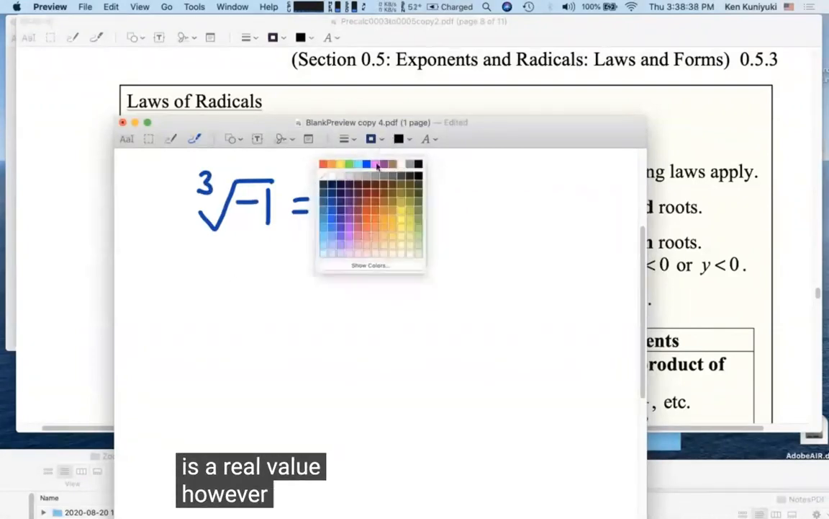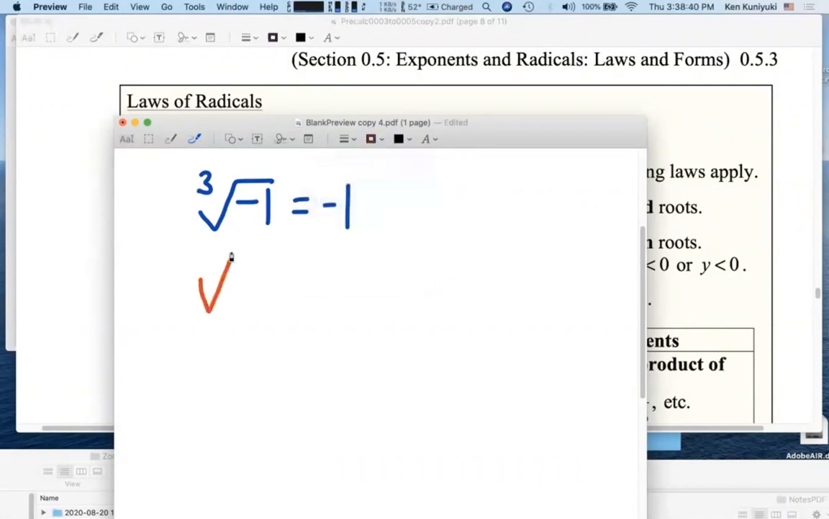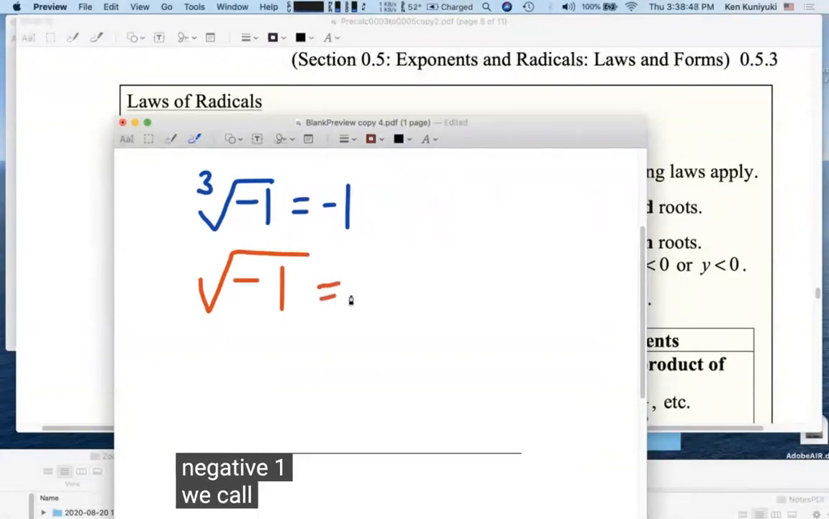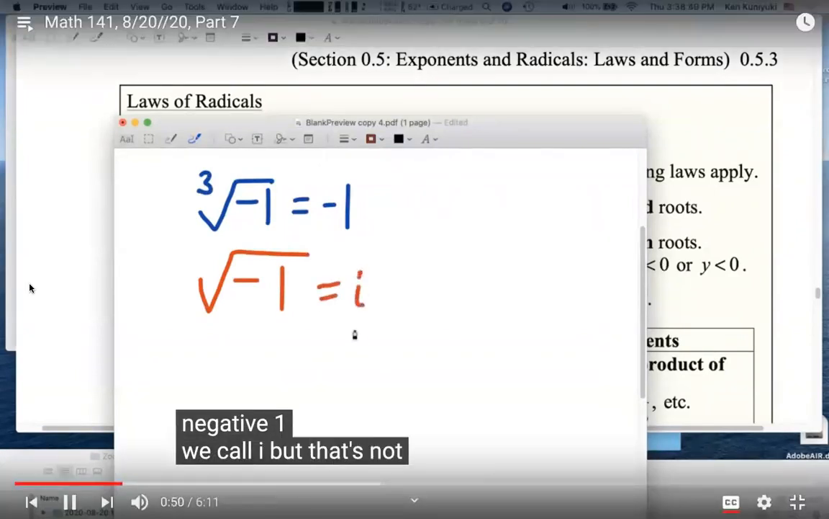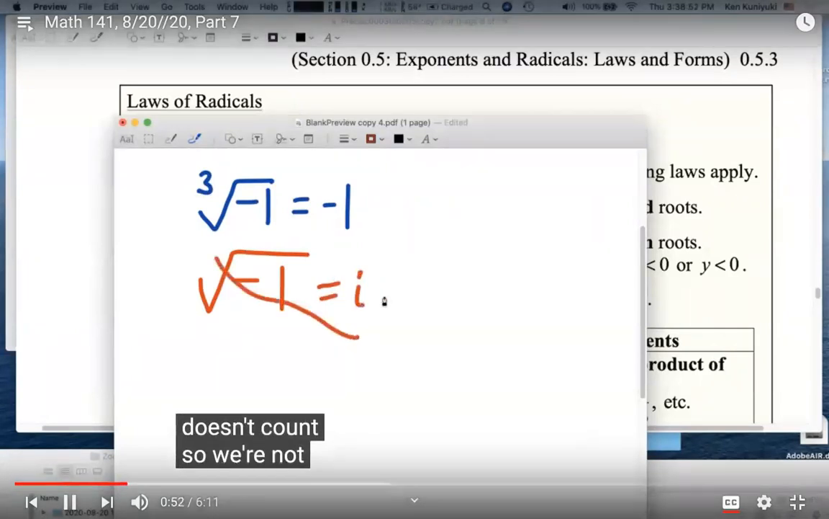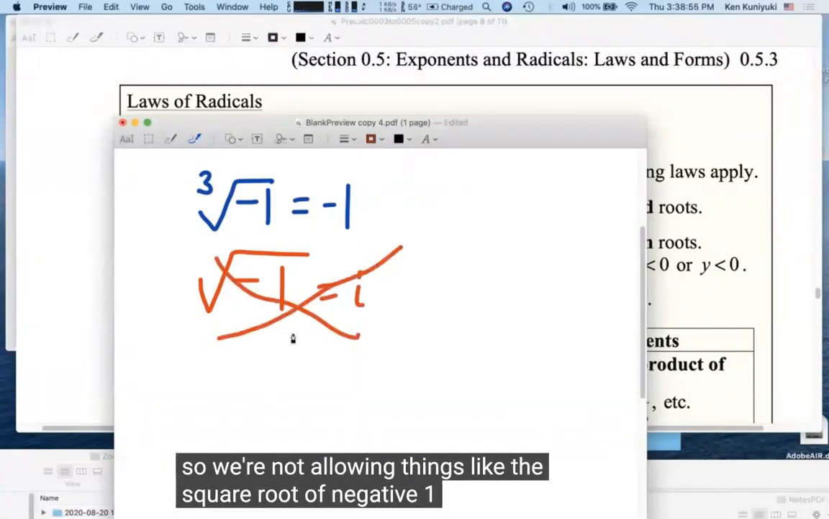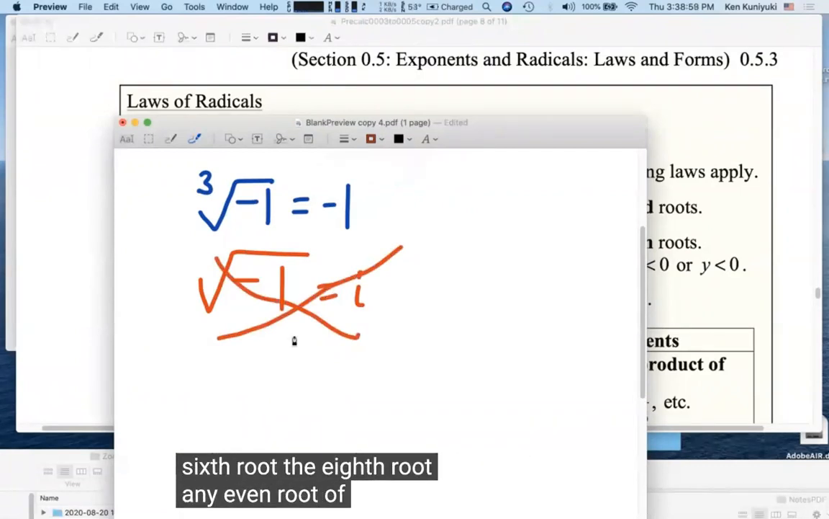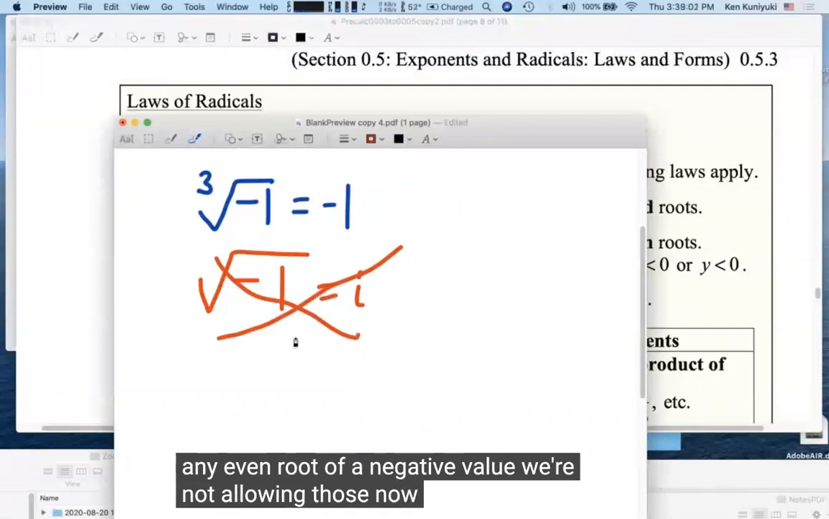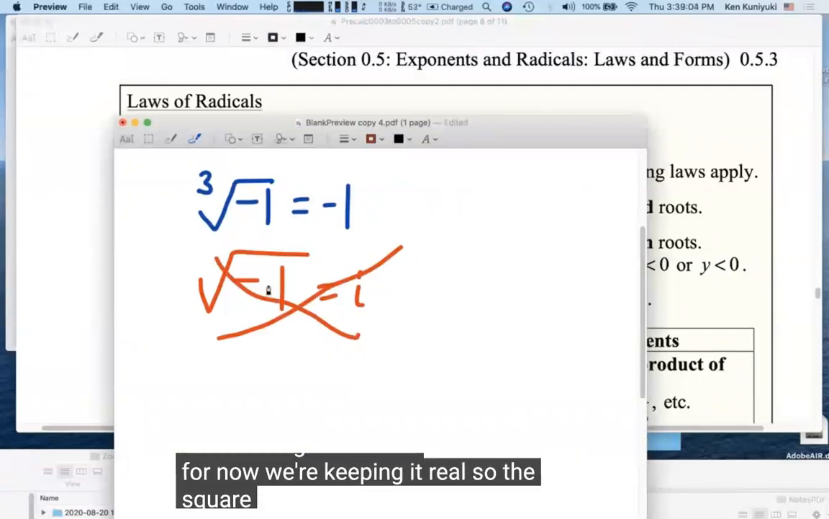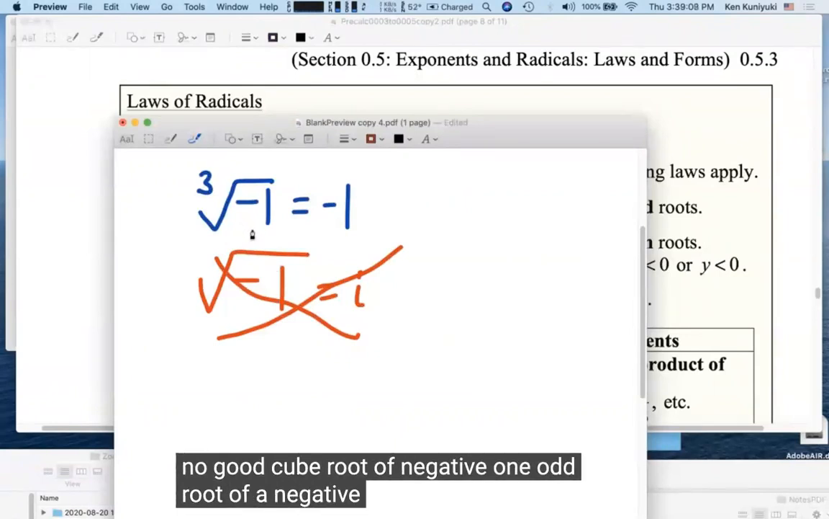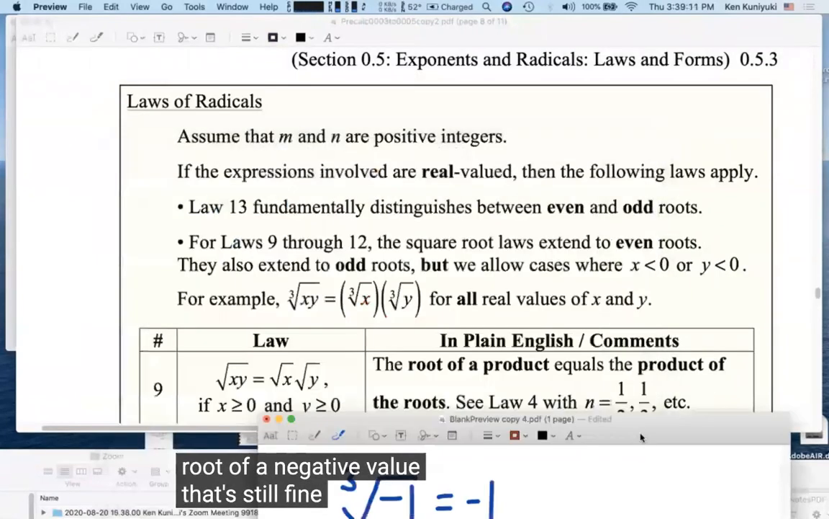However, -1 does not have real square roots. The principal square root of -1 we call i, but that's not real. That doesn't count. So we're not allowing things like the square root of -1, or for that matter, the 4th root, the 6th root, the 8th root, any even root of a negative value. We're not allowing those now. For now, we're keeping it real. So the square root of -1, no good. Cube root of -1, odd root of a negative value, that's still fine. All right.